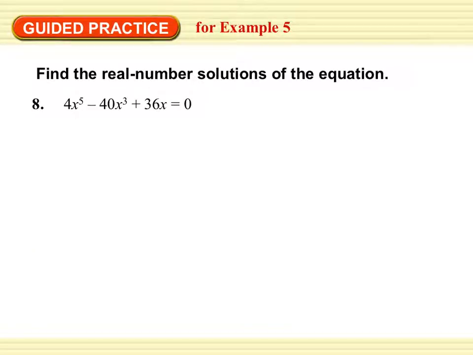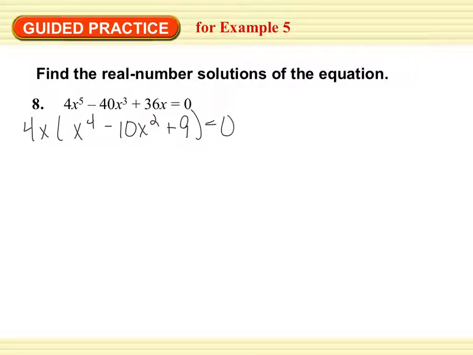All right, let's try a practice. Find the real number solutions to the equation. My greatest common factor, greatest common monomial, is going to be 4x. And I'm left with x to the 4th minus 10x squared plus 9.